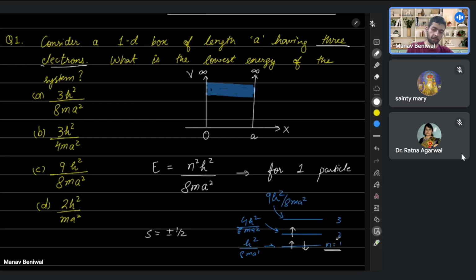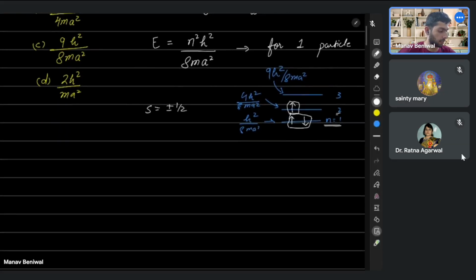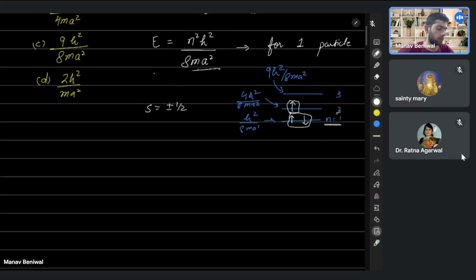Then once we have distributed the electrons in the energy levels, we can find the total energy. The total energy will be the energy of these 2 electrons plus the energy of this electron. How do we write that? Let's write it. We know the energy of each level. So for the first electron, n is 1, so just 1 squared, h squared over 8m a squared. Then again for the second electron, n is 1, so again 1.